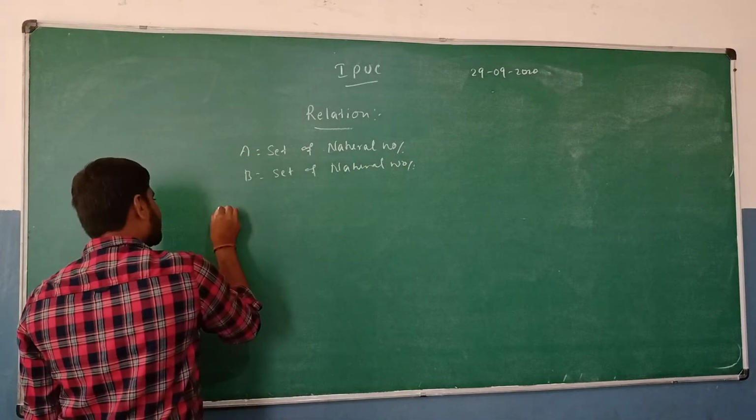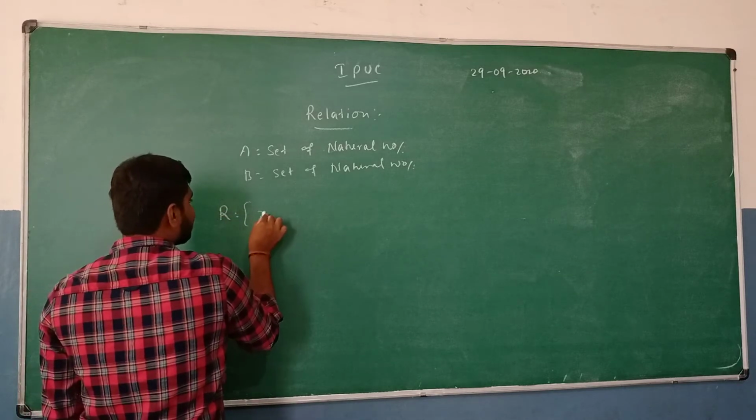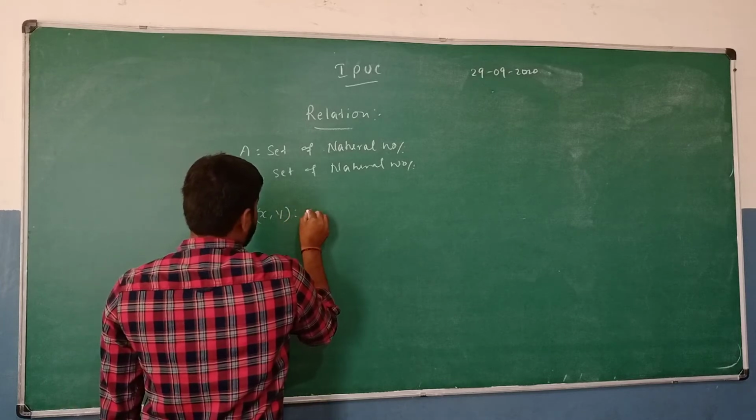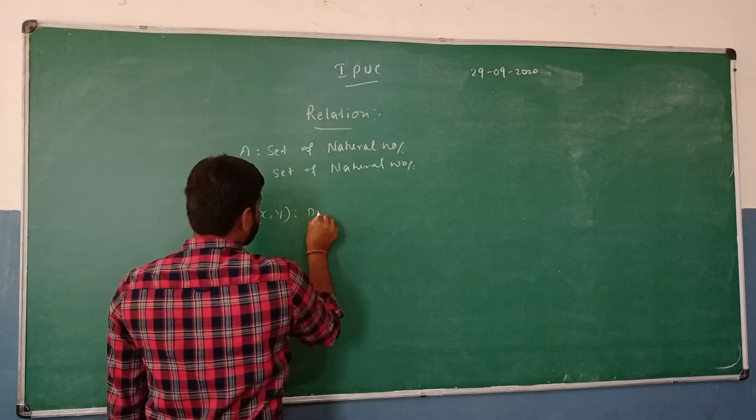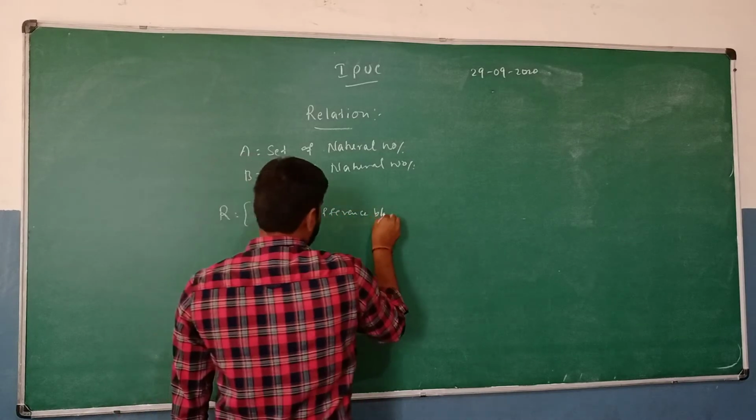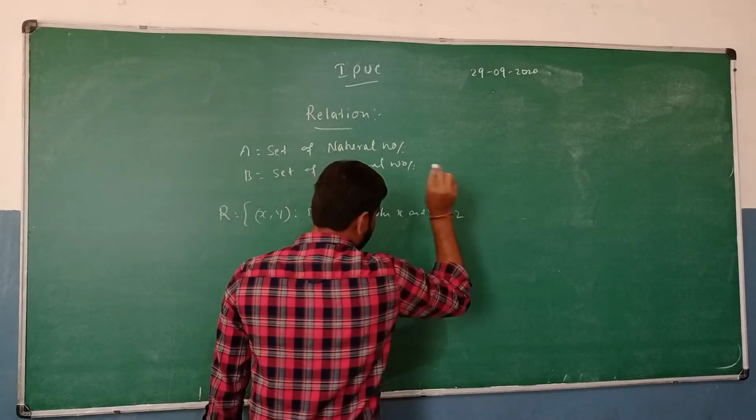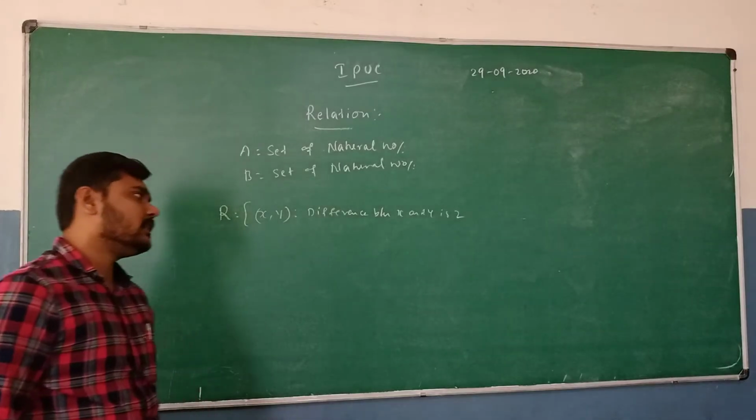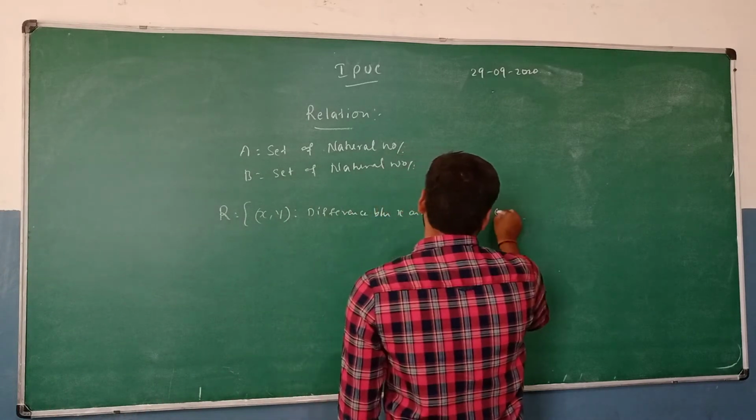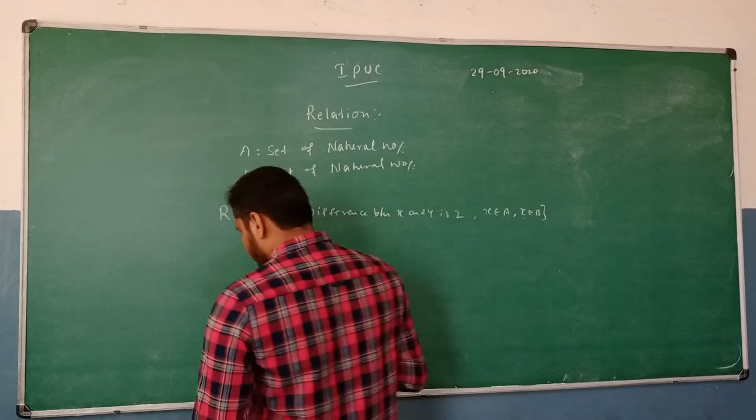And we are building a relation R such that R is equal to x comma y, such that the difference between x and y is 2. What should the difference between x and y be? It will be 2. So x and y are there, so x belongs to A and y belongs to B. Now pay attention to the relation that comes here.